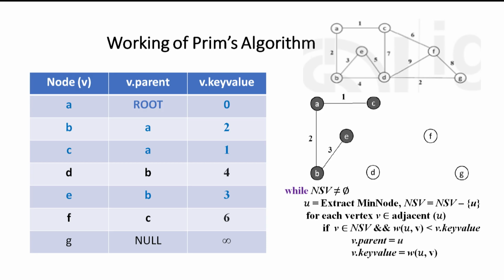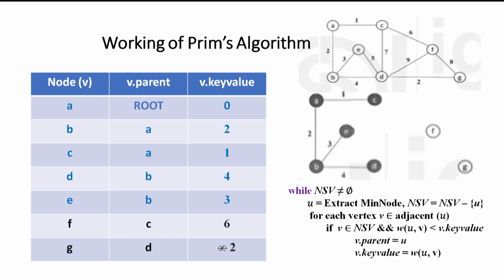Its weight is 4 to reach from B to D. So we will include that D into the MST. We can see that here D is included into the MST, and now we have only two fringe nodes or fringe vertices, F and G.